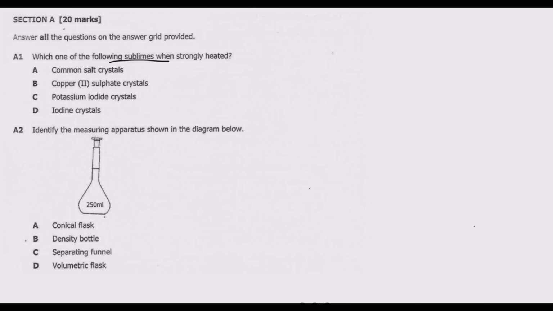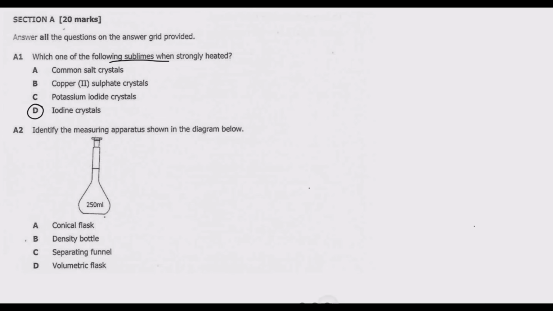That's sublimation. There are four substances that sublime: iodine crystals, ammonium chloride, which is a salt, ammonium sulfate, which is also a salt, and carbon dioxide, which is also known as dry ice. Out of those four, you notice that in this case only the iodine crystals appears. So D is the correct answer.